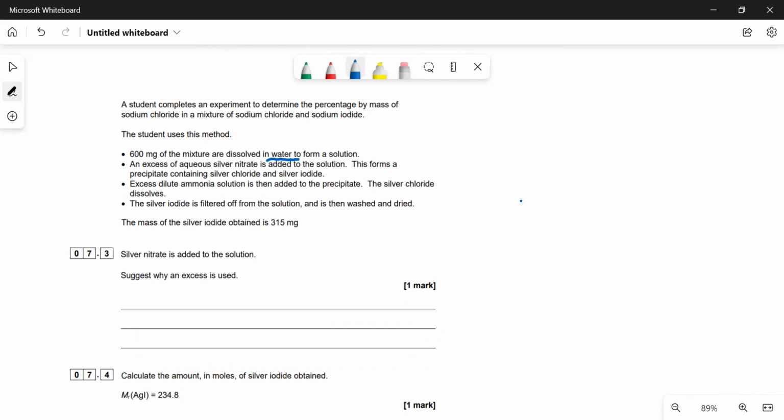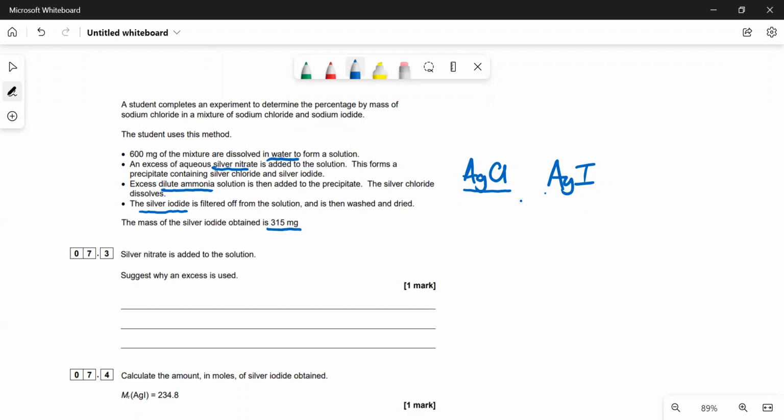So what's going to happen there, you're going to precipitate out the chloride ions as silver chloride, and the iodide ions as silver iodide. And then they wash in dilute ammonia. Dilute ammonia will dissolve silver chloride, but it won't dissolve silver iodide. So you're going to end up with solid silver iodide here, and the mass of it is that much.